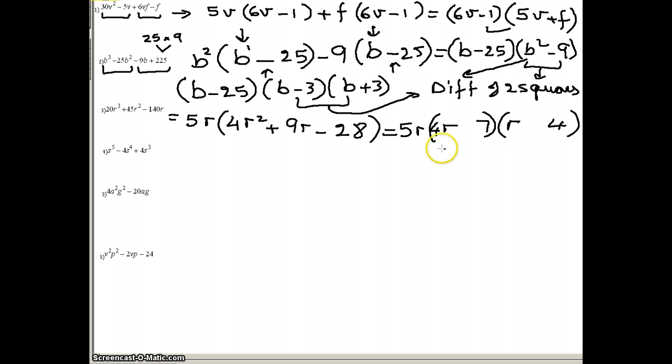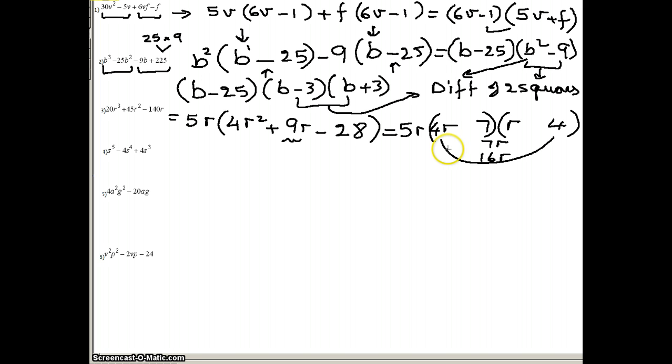And why did I do this? Because think about it. What is this? This will give me 16r, and this will give me 7r. If I subtract 16 minus 7, I'm going to get my middle term. But 7 times 4 is 28. 4r times r is 4r squared. So I satisfied all three terms.